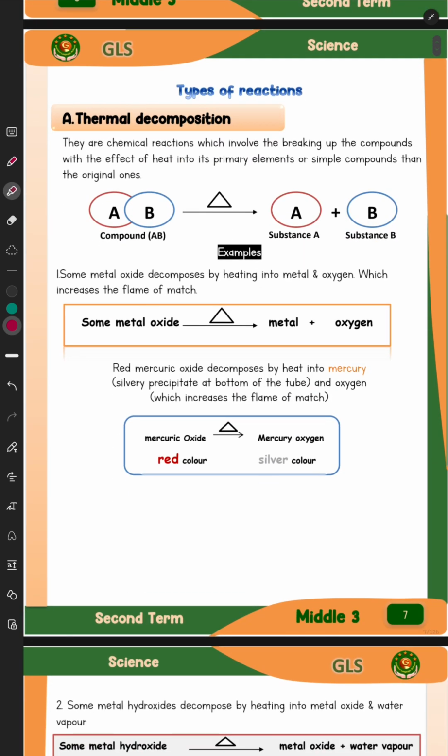Okay, this is the expression of chemical reaction, and we studied that before. Types of chemical reaction: we have many types of chemical reactions. We will begin with thermal decomposition.